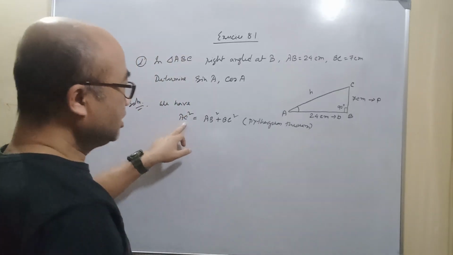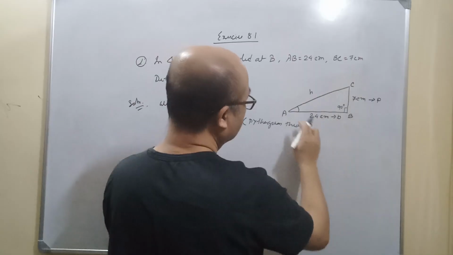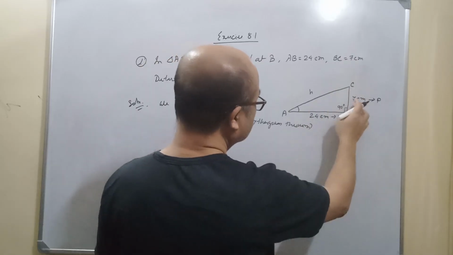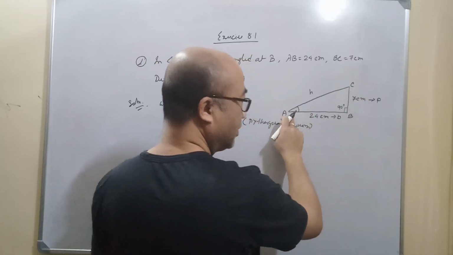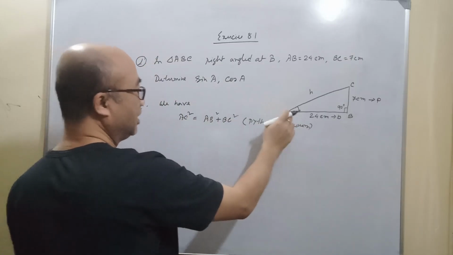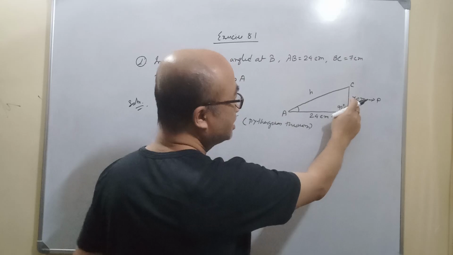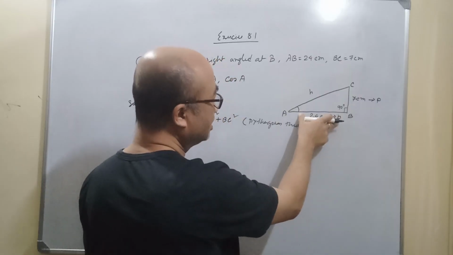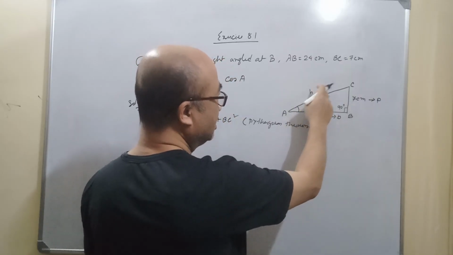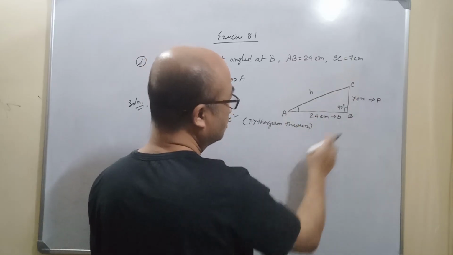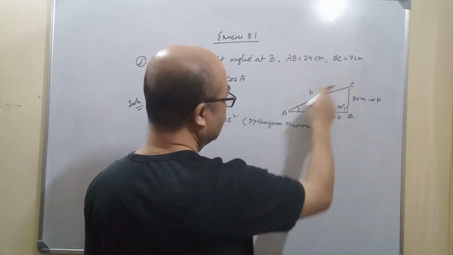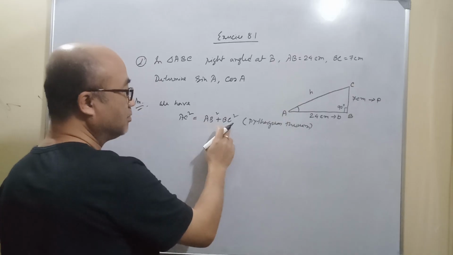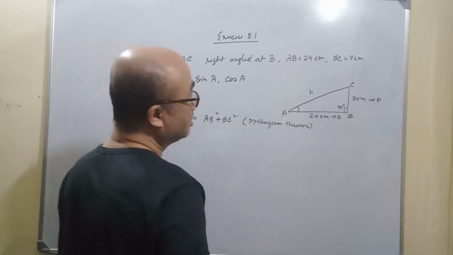So AC square, hypotenuse square. This is the hypotenuse, this is the base, and this is the perpendicular. We are taking this as perpendicular because this is opposite to the angle A, and we have to find the sine and cosine of A. So we have to take the opposite side as perpendicular. So this will be the base, the adjacent side to the acute angle, and the side opposite to the 90-degree angle is the hypotenuse. So hypotenuse square is base square plus perpendicular square, that is Pythagoras theorem.